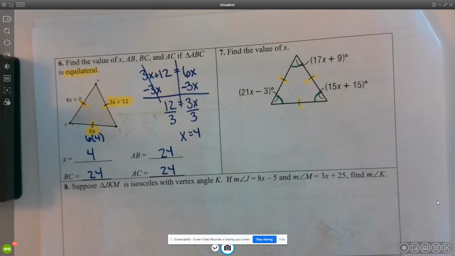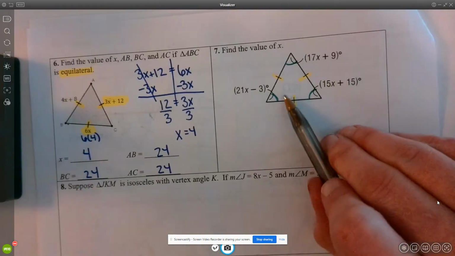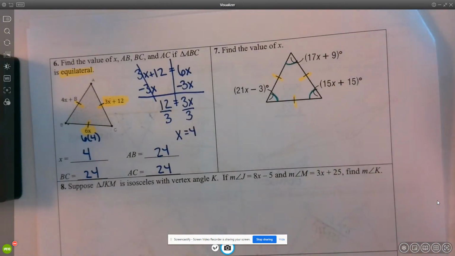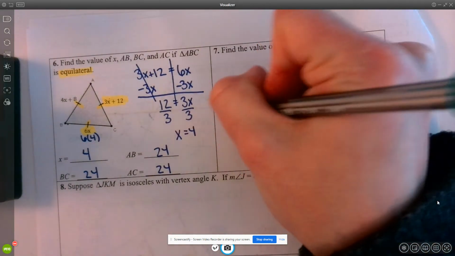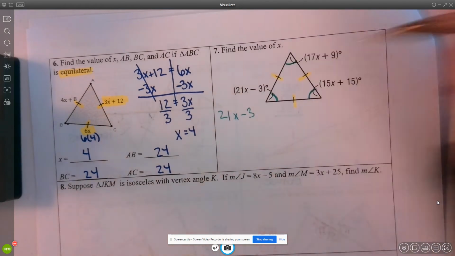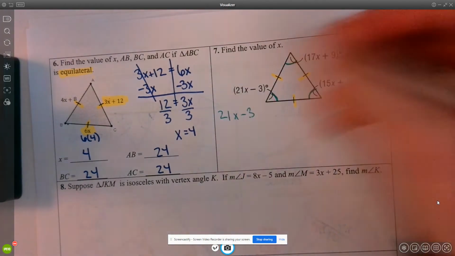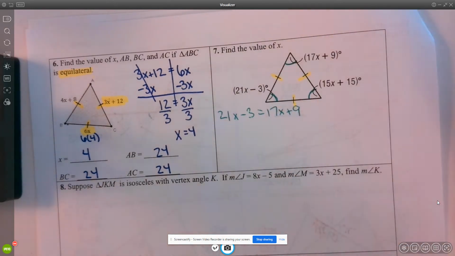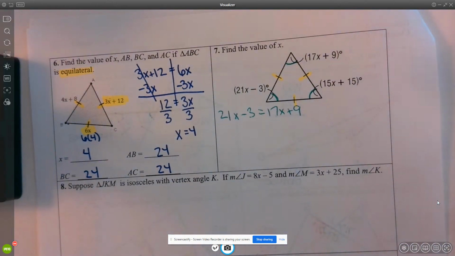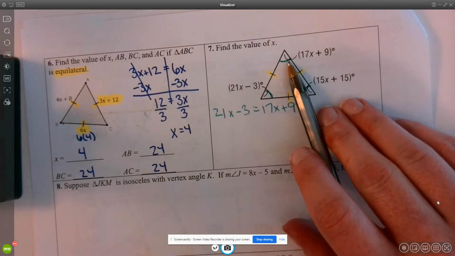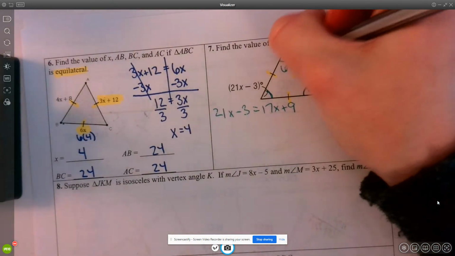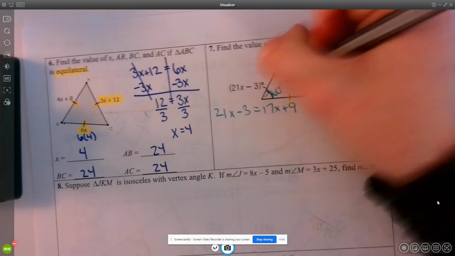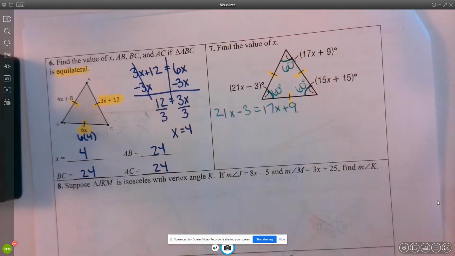So one way I could solve this problem is I could take 2 of the angles and set them equal to each other. So you could do this. You could set, for example, 21x minus 3 equals 17x plus 9, and you could solve for x. Another way that I think is just a little bit quicker is we learned that in an equilateral triangle, all the angles must have a measure of 60 degrees.